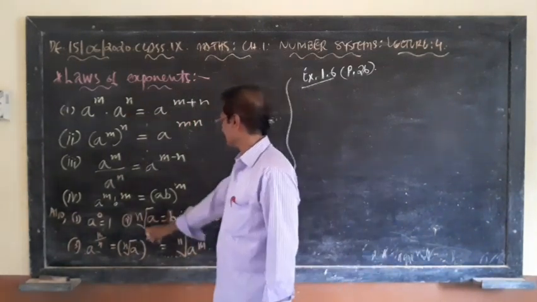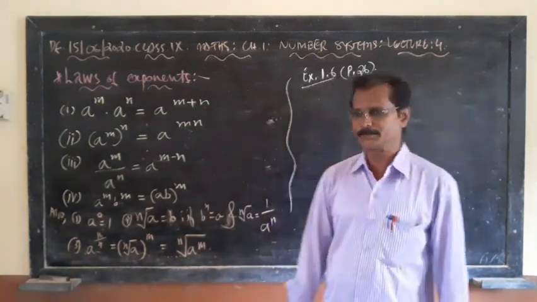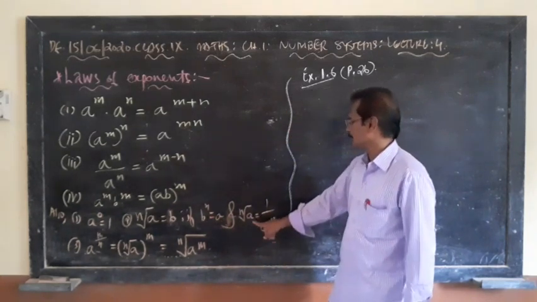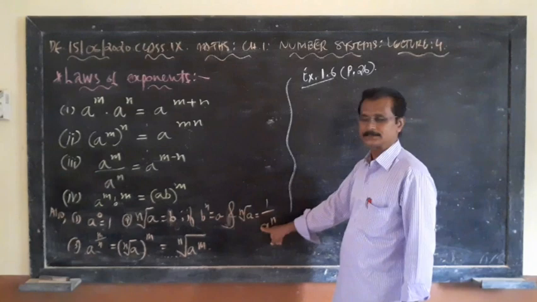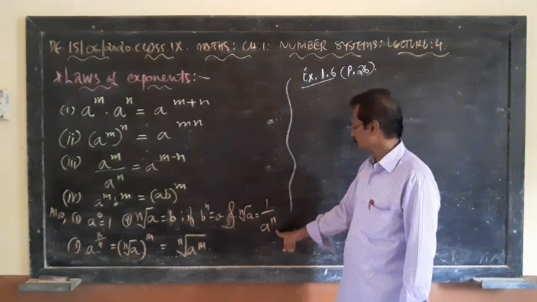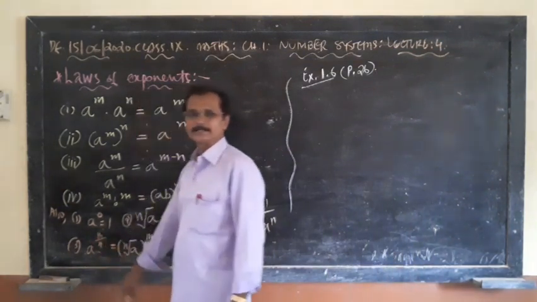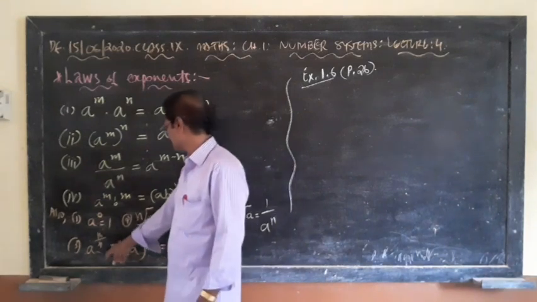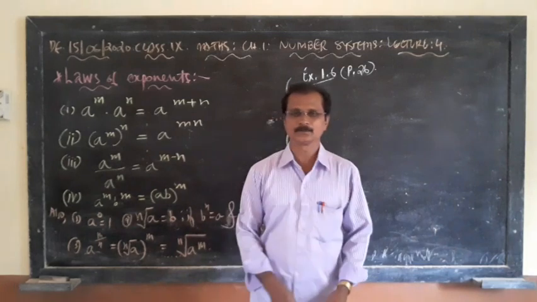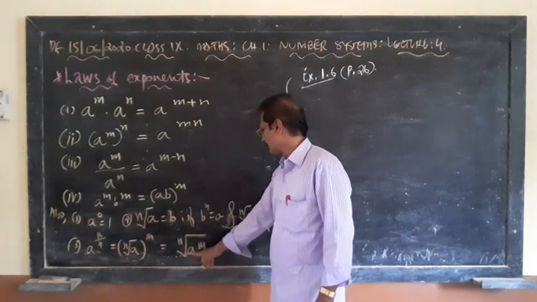And the second one is nth root of a equal to b, if b raised to n equal to a. You can also write nth root of a equal to a raised to 1 upon n. And the third one is a raised to m by n equal to nth root of a the whole raised to m, equal to nth root of a raised to m.